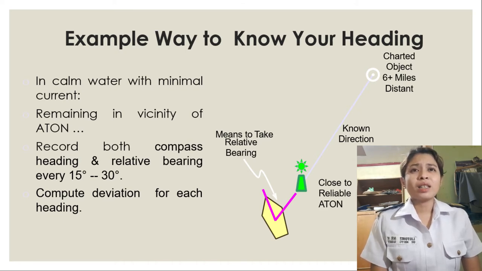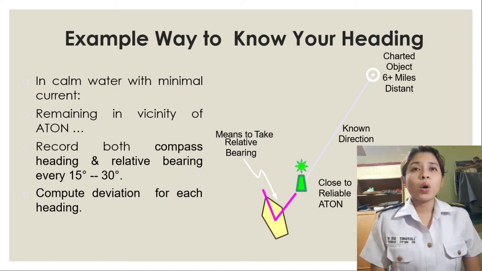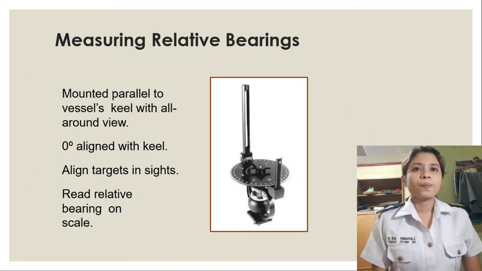It means the direction in which a vessel is pointing at any given moment, and it is expressed as the angular distance relative to north, usually at 000 degrees, either true, magnetic, or compass direction. Ways to know your heading: in calm water with minimal current, record both compass heading and relative bearing every 15 to 30 degrees, and after that you need to compute the deviation for each heading.